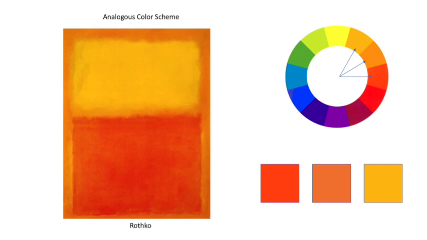This color scheme has the least amount of contrast. Because these colors are also so close in hue, they almost seem to blend into one another. This effect can be seen in Rothko's painting here, where the artist used orange, yellow orange, and red orange to create this harmonious effect.